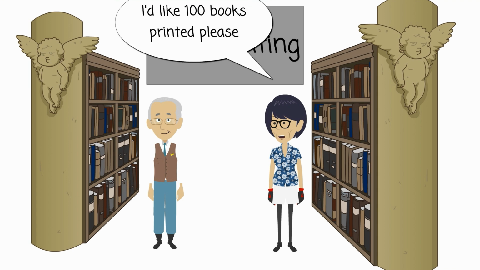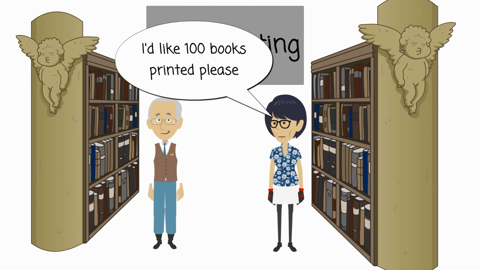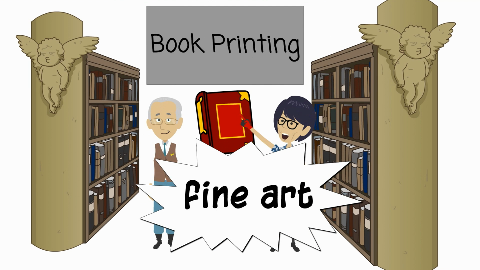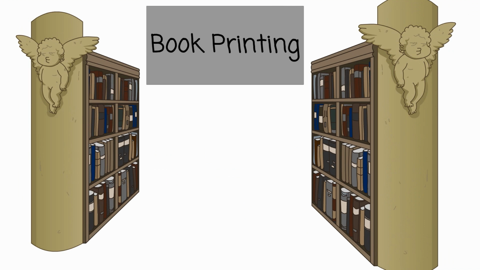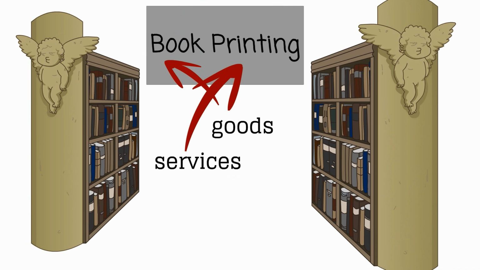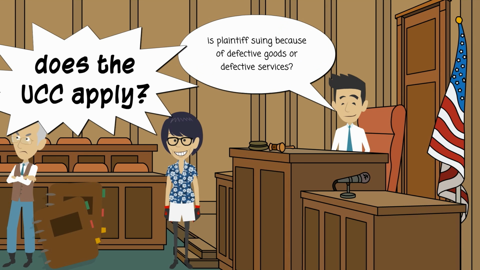So let's say our plaintiff asks the defendant to print 100 books for her, and she explains that these are supposed to be 100 fine art books. Well, a week later she comes back, but the printer printed on notebooks. Well, books are goods, but printing is a service. So to determine whether the UCC applies or not, under the gravamen test, the court will ask, is this a lawsuit for defective goods or defective services?